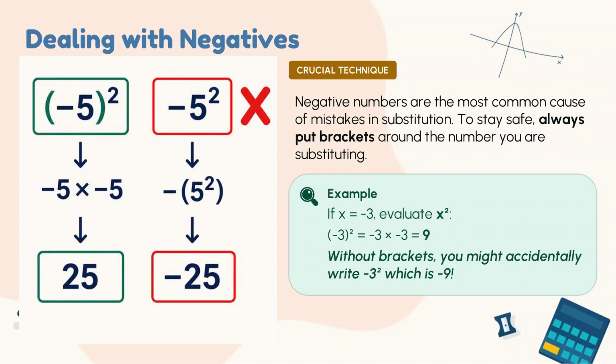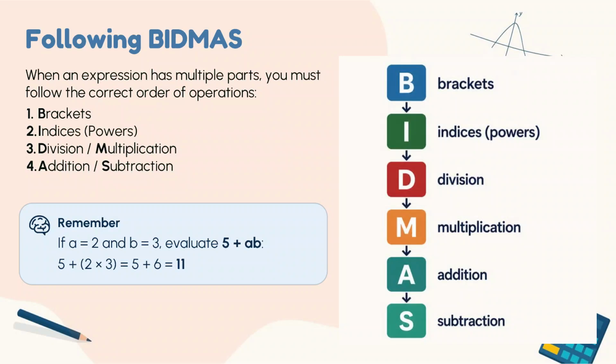When an expression has more than one operation, we must follow BIDMAS. BIDMAS stands for brackets, indices, division and multiplication, then addition and subtraction. For example, if A equals 2 and B equals 3, evaluate 5 plus AB. First, substitute the values in. That gives us 5 plus 2 times 3. Using BIDMAS, we multiply first. 2 times 3 is 6. Then we add 5, giving a final answer of 11.